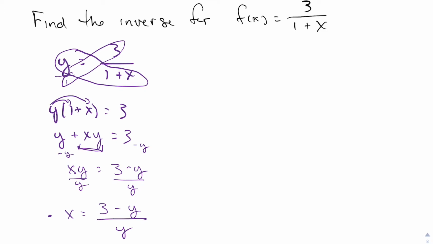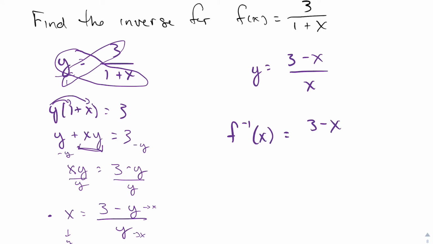And now again, I interchange all of the x's with y's and all of the y's with x's. So my new equation becomes y is equal to 3 minus x divided by x. And finally, I change my y to an f inverse of x. And so my function inverse, f inverse of x, is equal to 3 minus x divided by x.